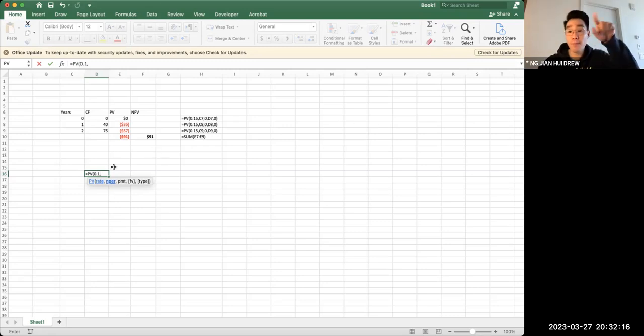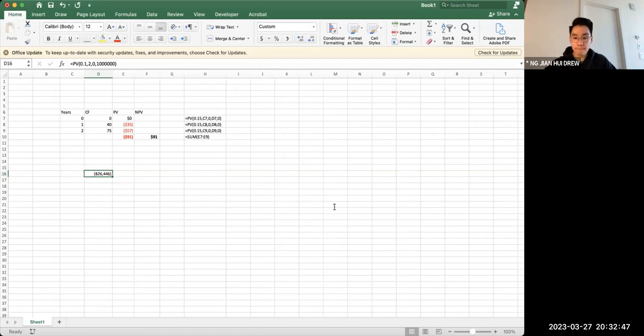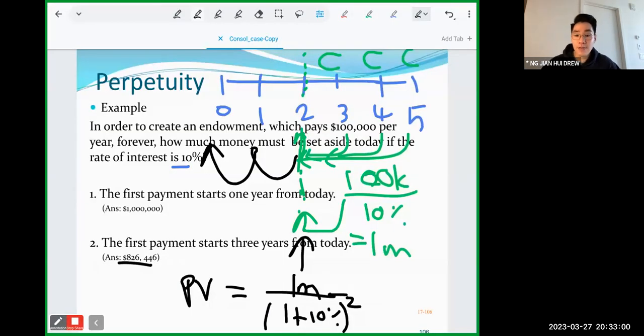Number of periods, remember we have to hop back twice, so it's 2. Payment is 0. We are not doing any payments. What's the future value? The future value is 1 million, which we calculated earlier. So this is the answer that you should get here. All right, so everyone can get that.